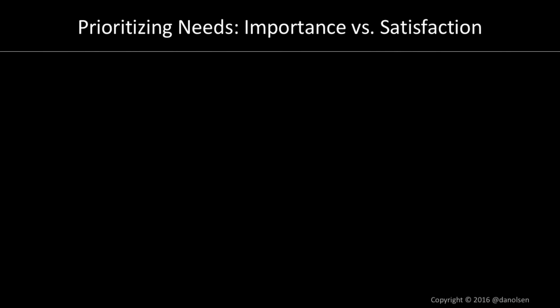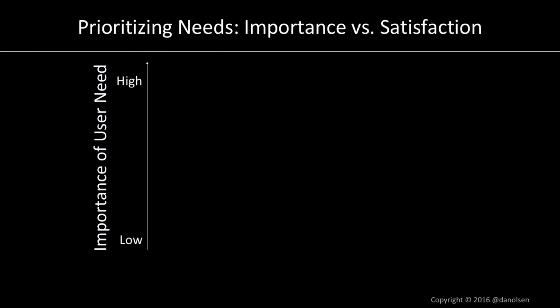And now that brings up the issue of prioritization because we can't possibly address them all for people. And the best framework that I've seen to prioritize customer needs is importance versus satisfaction. So let me illustrate this. We'll do importance on the vertical axis from low to high. It's like, how important is this user need, right?